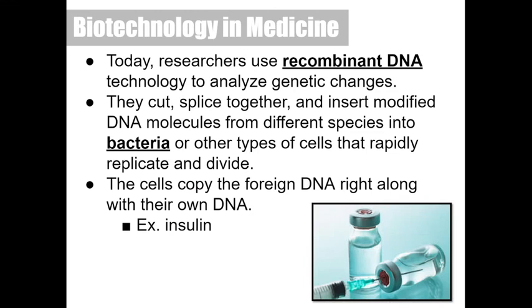Now, today, researchers use recombinant DNA technology to analyze genetic changes. So they cut, splice together, and insert modified DNA molecules from different species into bacteria or other types of cells that rapidly replicate and divide. So the cells copy the foreign DNA right along with their own DNA. An example of this is what we use to make insulin.